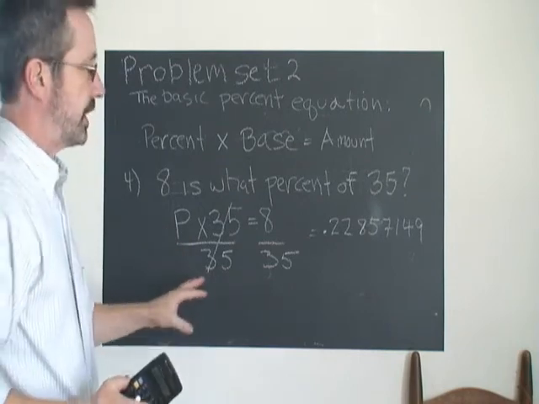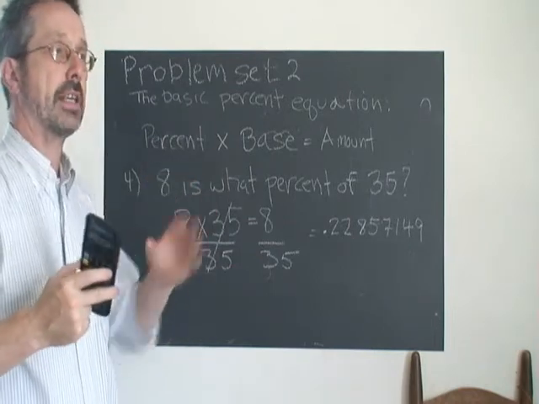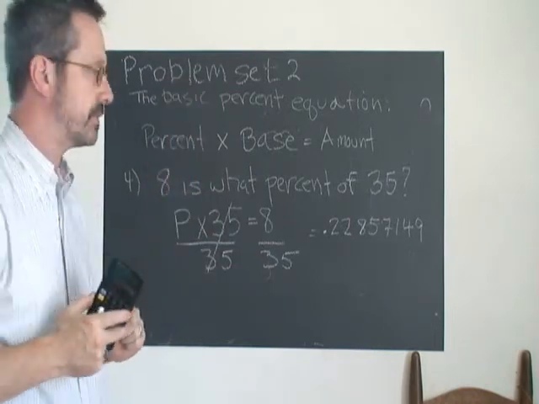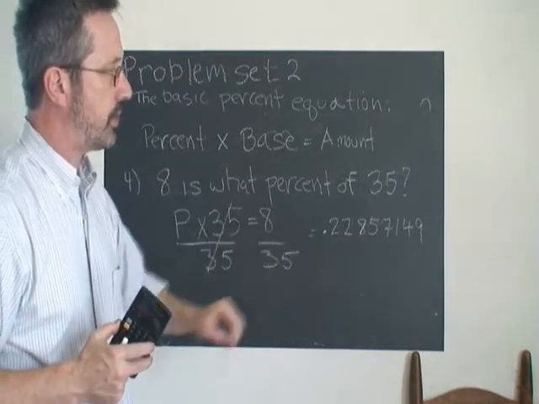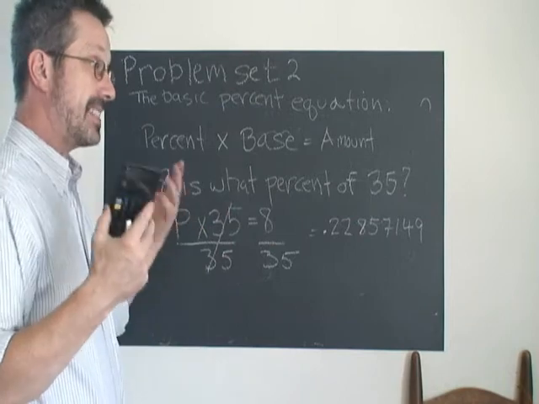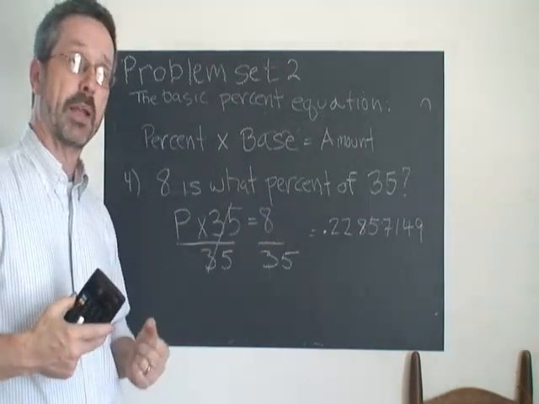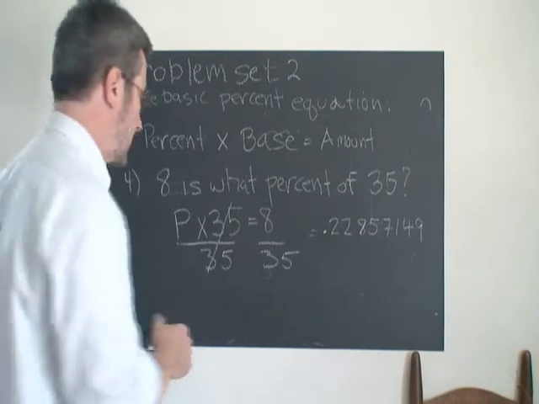Now I'm claiming this is a percent. Remember what I said about percent. Percent means a number over 100. X percent is X over 100. So 0.228571429 as a percent is some number over 100. What number is that? Well, multiply by 100 and let's see.